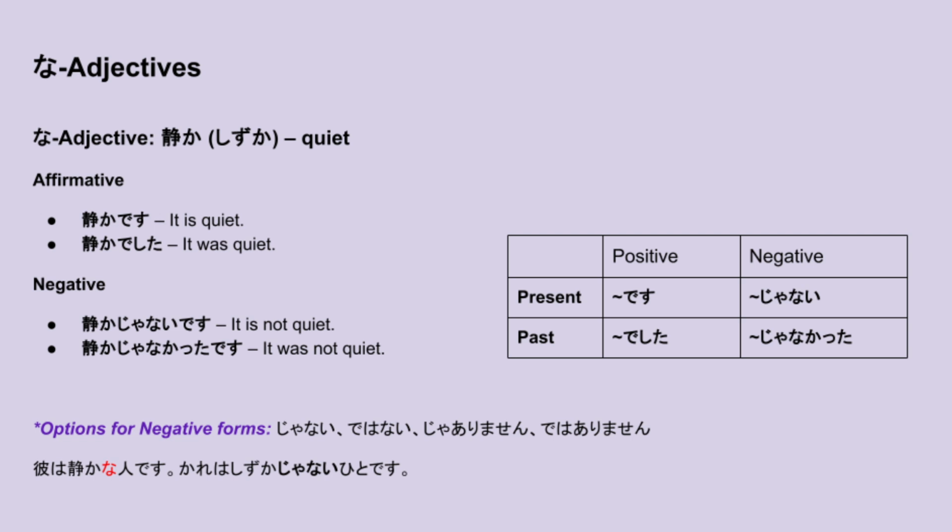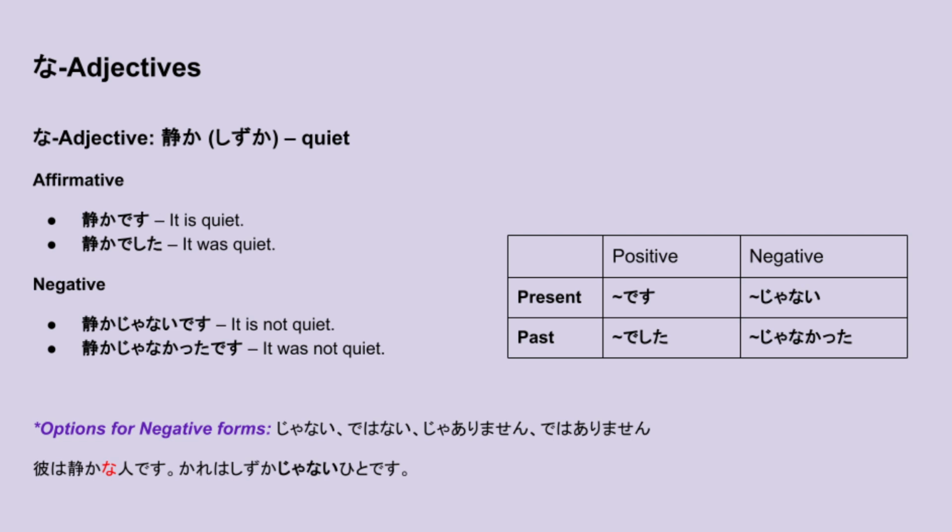And then the options for negative forms are very similar. Janai is the standard that's more universal, though it depends on the dialect. You can also see dewanai, which is exactly the same as janai: shizuka dewanai desu, and then shizuka dewanakatta desu. Ja arimasen and dewa arimasen, both of those are not used very often. You may still see them, so I wanted to at least add them.